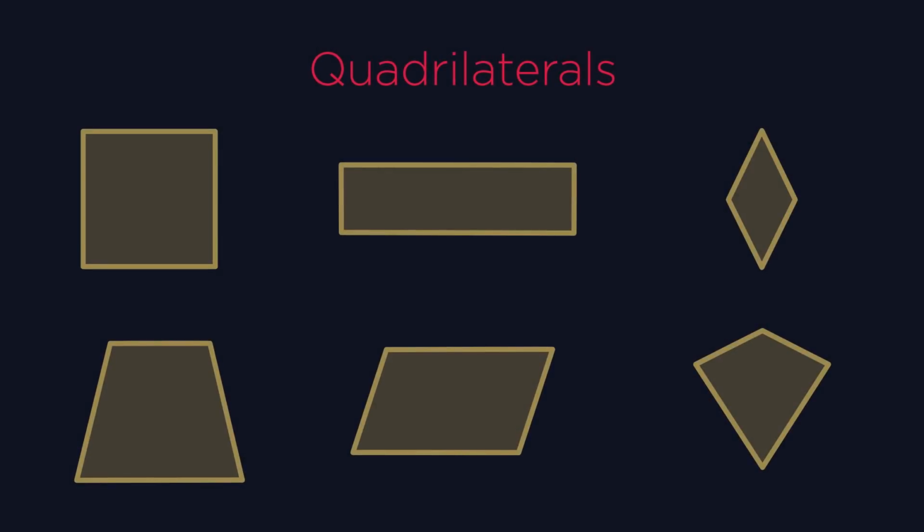What do these shapes all have in common? They're all two-dimensional shapes with 4 sides and 4 angles. These are known as quadrilaterals. Quad means 4, laterals means sides. In this video, we're going to look at the properties of quadrilaterals in more detail.